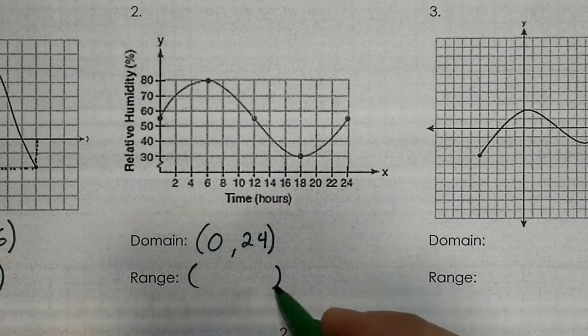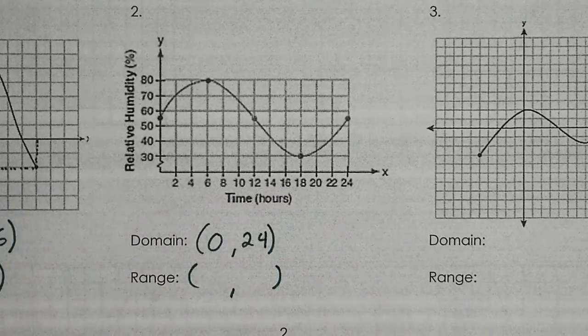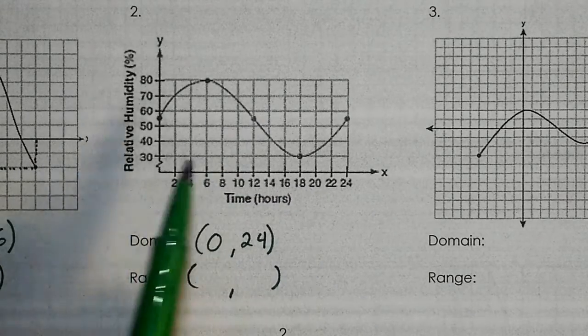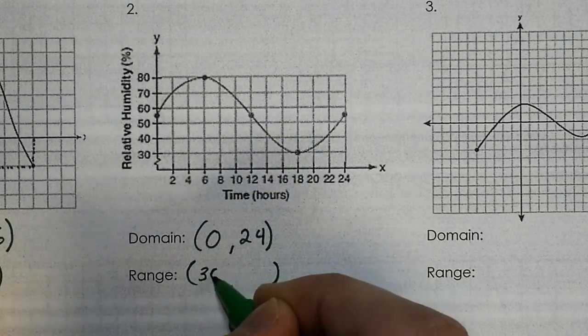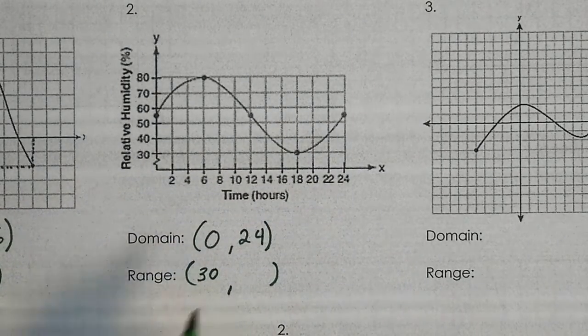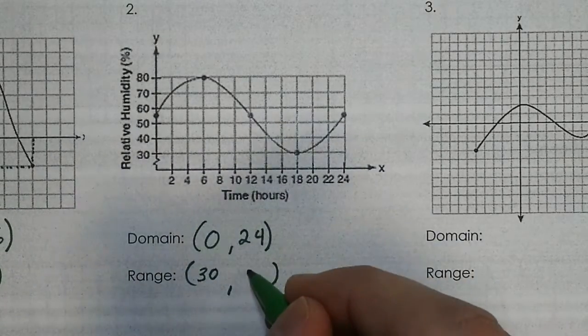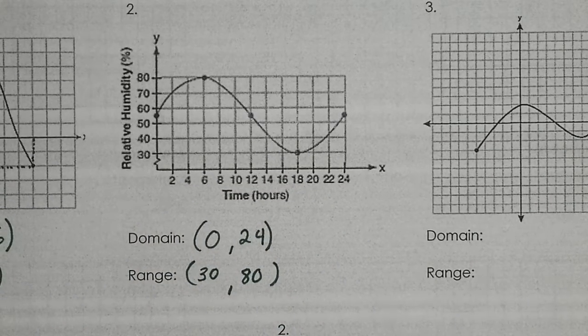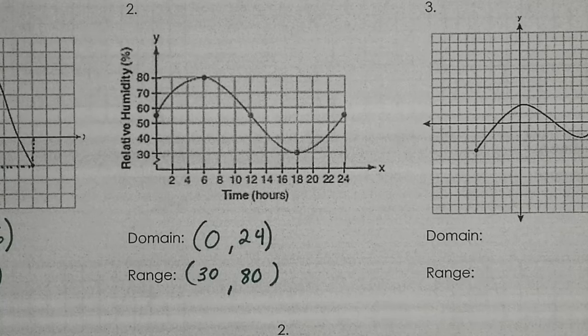Now we look at range. Range, we always do the bottom first. What's the lowest point on the graph? 30. What's the highest point on the graph? 80. And that's the answer. Now our domain and range puts our graph into a box, essentially.